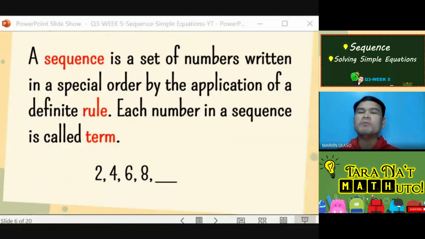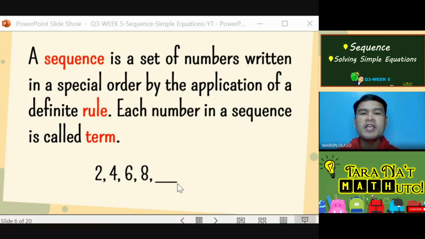Okay. Now, pag sinabi nating sequence, pakitandaan ito mga kamathnik, a sequence is a set of numbers written in a spatial order by the application of a definite rule. Ayan. So we have now the sequence. Example, 2, 4, 6, 8, and so on. Each number in the sequence is called term. So ang tawag dito, ito yung mga term natin. First term, 4 is the second term, 6 is our third term, 8 is our fourth term.